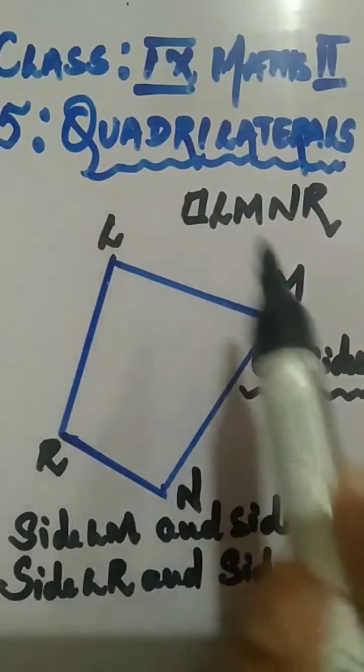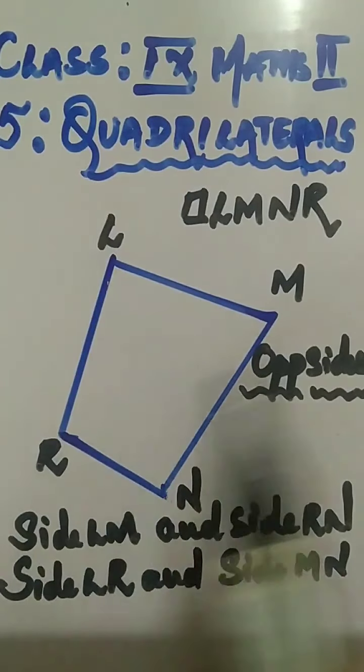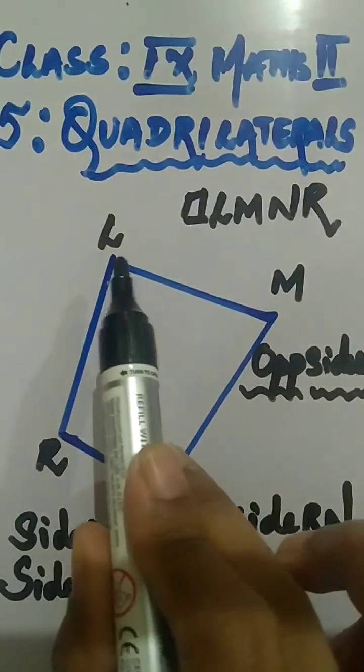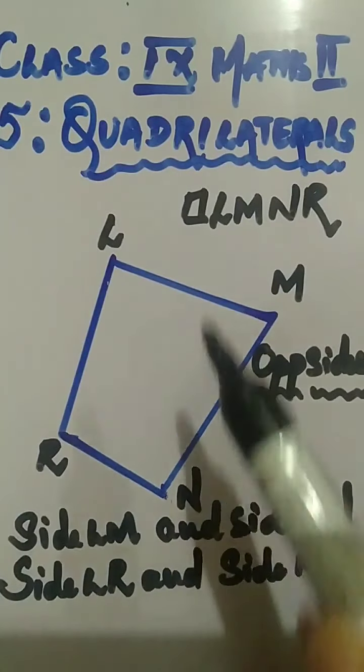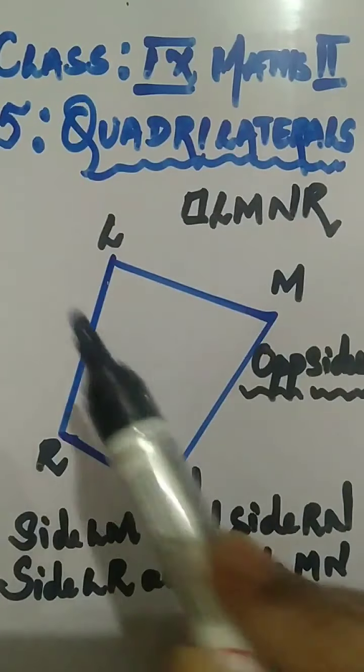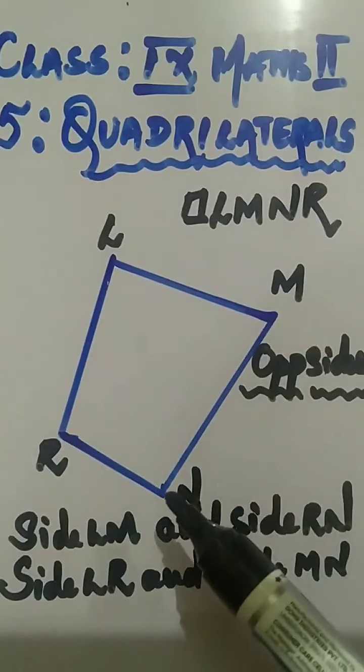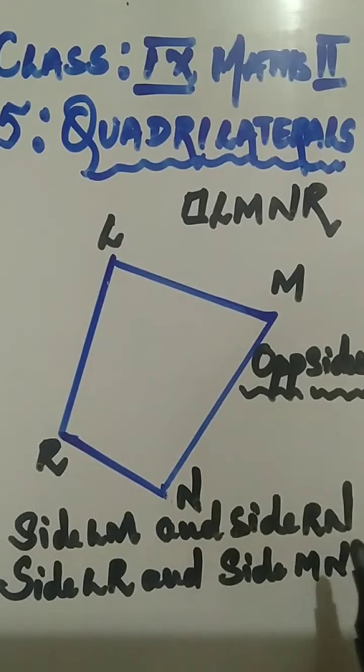Now, which are the opposite sides of this quadrilateral? The opposite sides are side LM, side RN. Next pair is side LR. LR's opposite is side MN, or you can write it as NM.